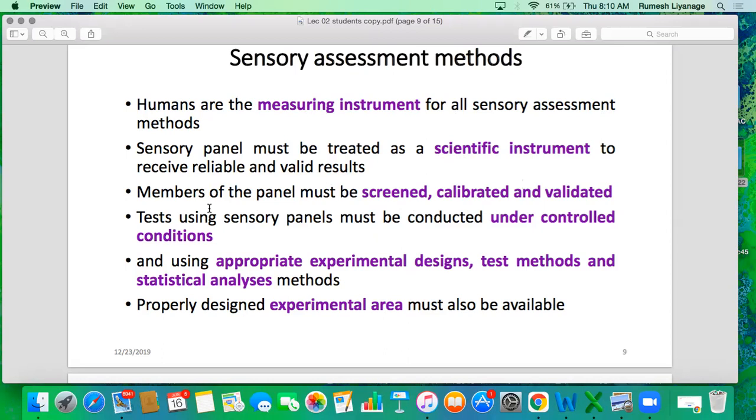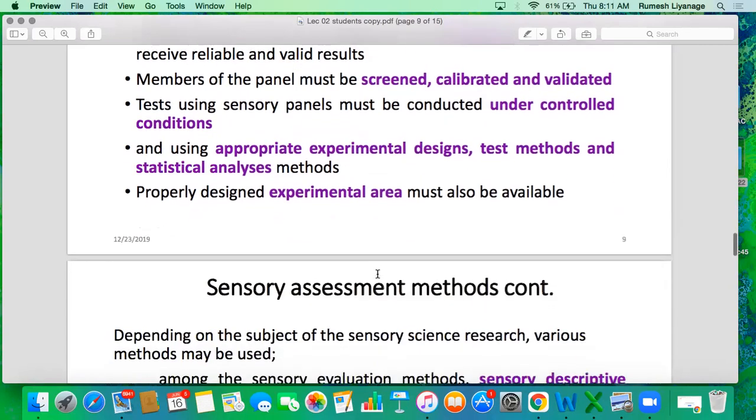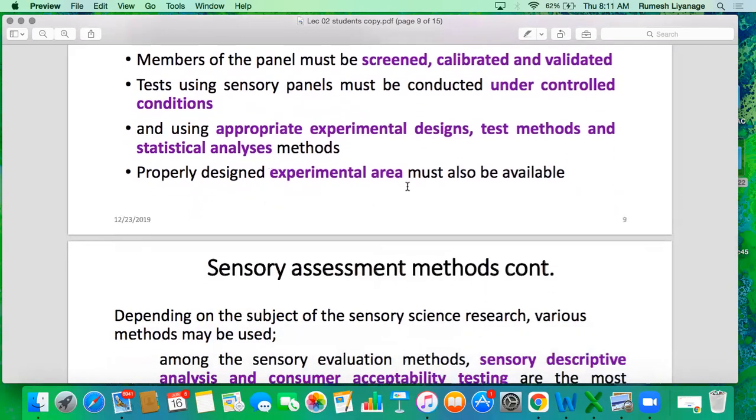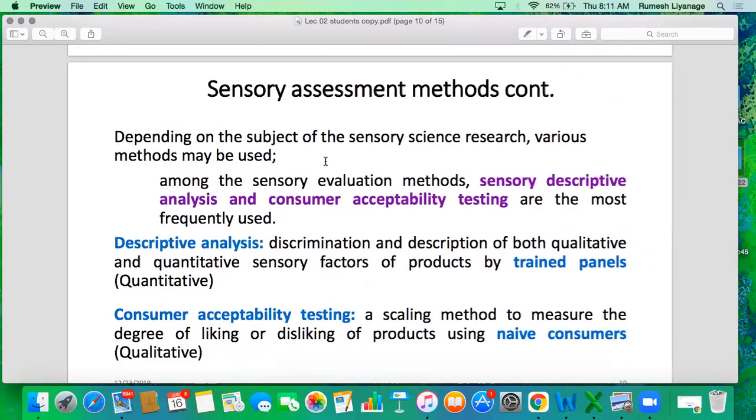Right? Tests should be conducted under controlled conditions. It means light, temperature, and facilities. All these things should be managed properly, and equal conditions should be there. Using appropriate experimental designs, test methods, and statistical analysis methods, we will discuss. A properly designed experimental area should be there, we will discuss, right? So these are the things to discuss.